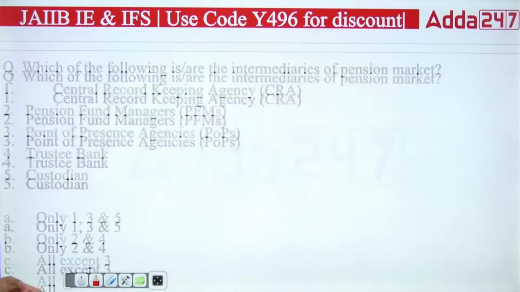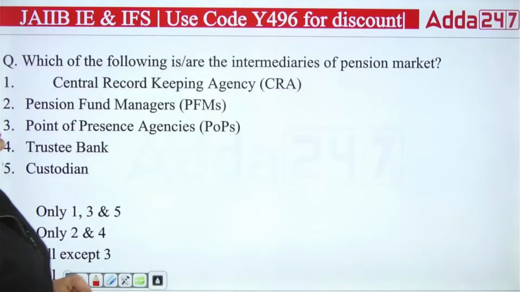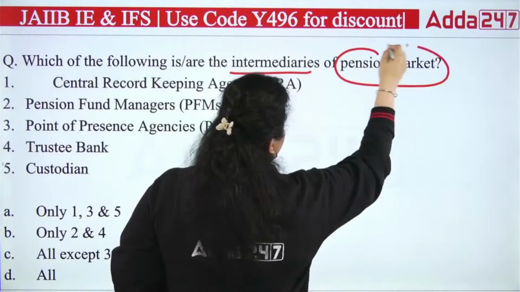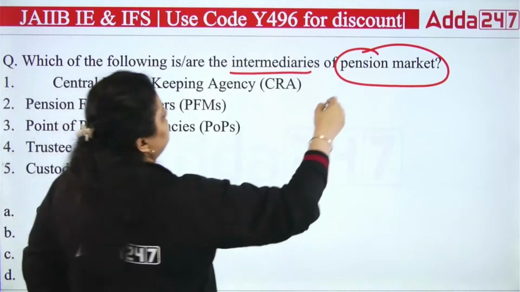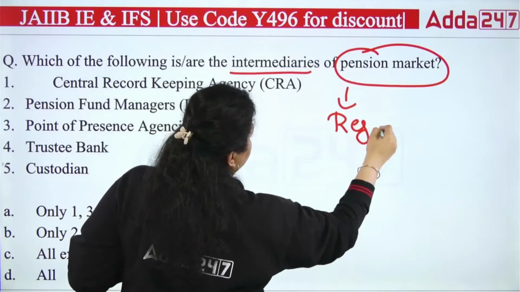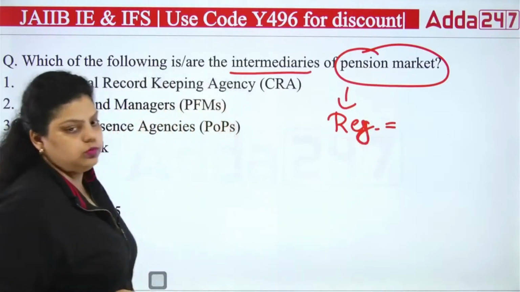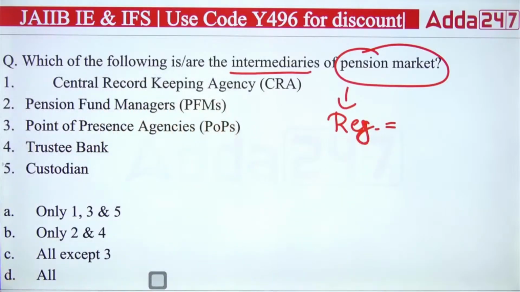Okay, next question. Which of the following are the intermediaries of pension market? In pension market, which of the following will be the intermediary of yours? Also let me know who regulates the pension market. Who is the regulatory body of the pension market? Let me know. Okay, so the intermediary can be central record keeping agency, pension fund manager, point of presence agencies, trustee, bank, custodian. So out of these, who can be the intermediary of pension market? Only 1, 2, 3, only 2, 4, all except 3, or all?